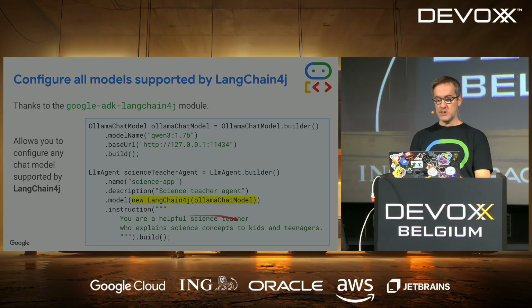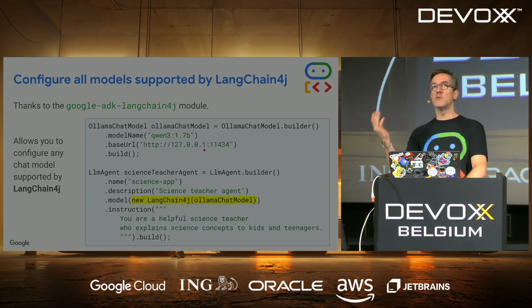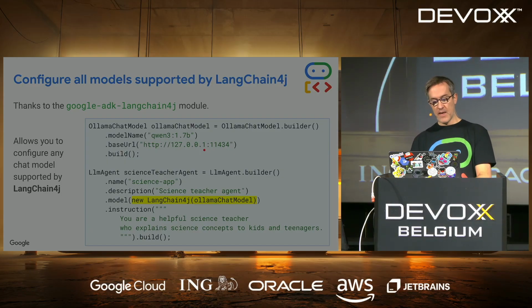It's like the science teacher agent from the beginning of the presentation. And here, instead of saying model Gemini 2.5 something, I have this new class, new LangChain4j. It's a kind of wrapper around the LangChain4j chat models. This part is really just pure LangChain4j. This is how I would define a chat model for Qwen using Ollama. And instead of passing Gemini, I can say new LangChain4j and pass that Ollama chat model.